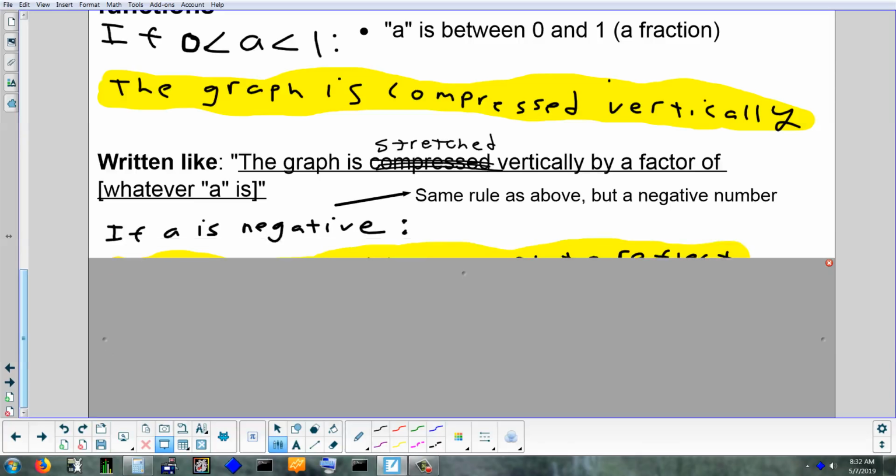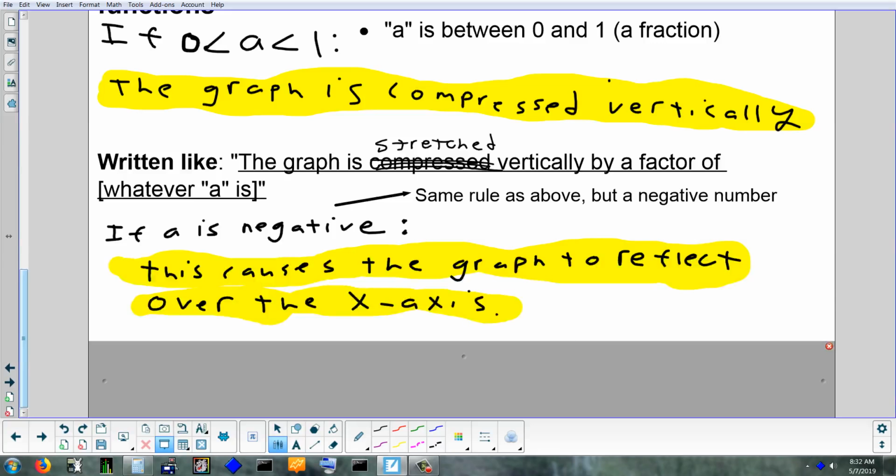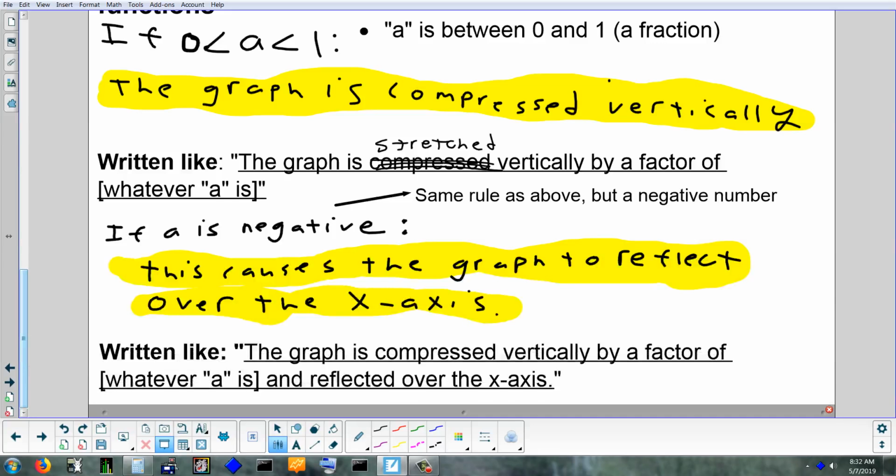Now, what happened when A was negative yesterday? It went up and left. The graph, if we had to describe it, it's reflected over the x-axis, and that stays the same. So if you put a negative 1/2 in front, the negative does the same thing, even if it's a fraction. If we were going to compare that, the wording would be exactly the same. The graph is stretched vertically by a factor of 1/2, reflected over the x-axis.